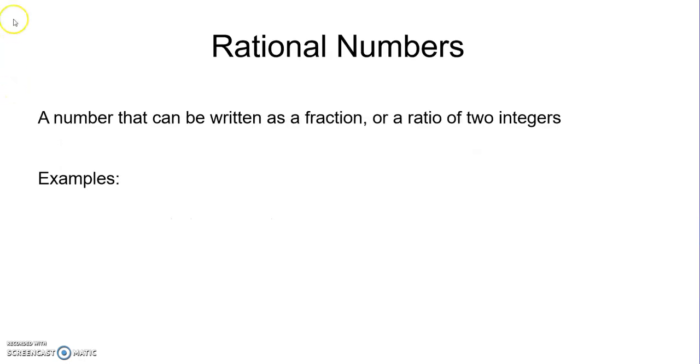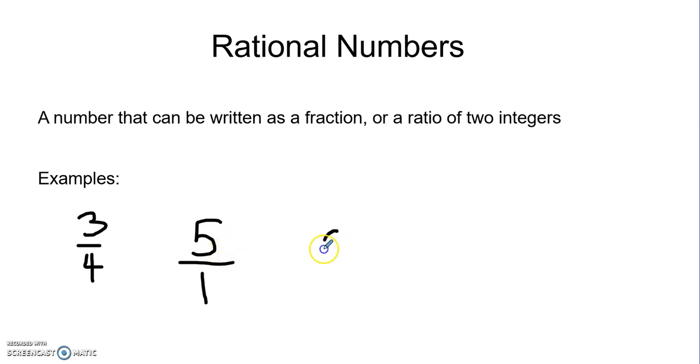A rational number is a number that can be written as a fraction or a ratio of two integers. Examples of this would be 3 over 4. This is a fraction, a ratio of two integers. Another example would be the number 5, because you can also write 5 as 5 over 1.